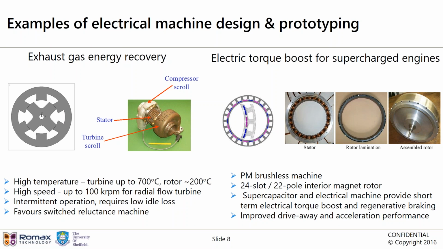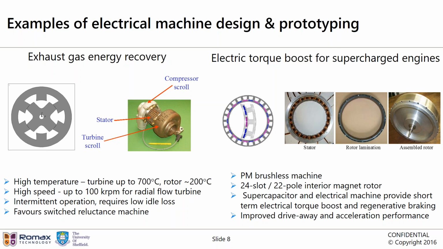The first is a switch reluctance machine that was used for an exhaust gas energy recovery system. It's a very high-speed motor, and it's also meant to work at high temperatures of around 200 degrees. It's probably for that reason that switch reluctance was preferred, because it has that inherent capability.